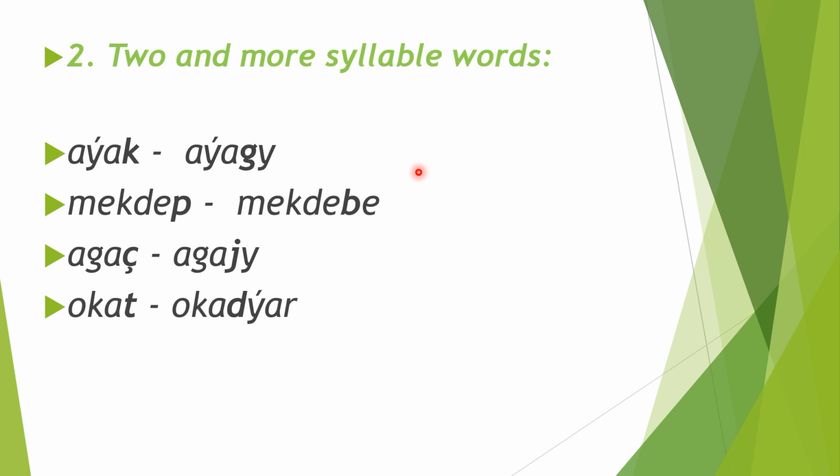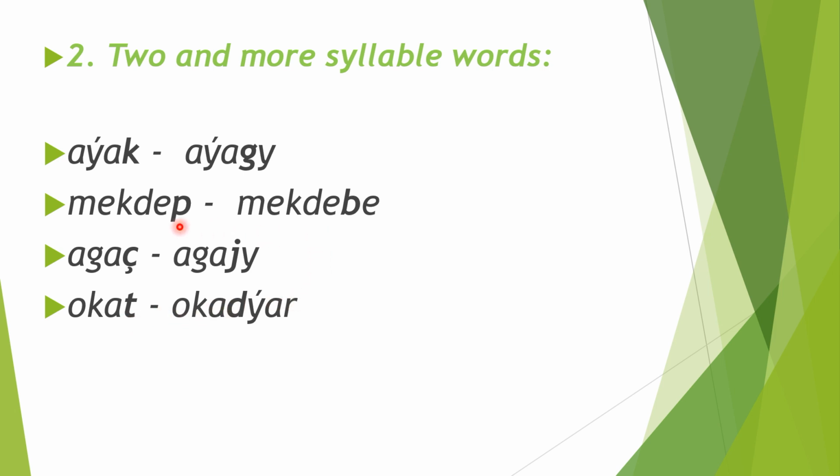Here, the same thing happens with the two and more syllable words. Ayak, ayağı. Mektep, mektebe. Ağaç, ağacı. Okot, okodyar. We added vowels, and here we have the change. Pay attention, I do not read it okat. I say okot because of this round o. We read this a as an o. Okot, okodyar. One more time: ayak, ayağı, mektep, mektebe, ağaç, ağacı, okot, okodyar.